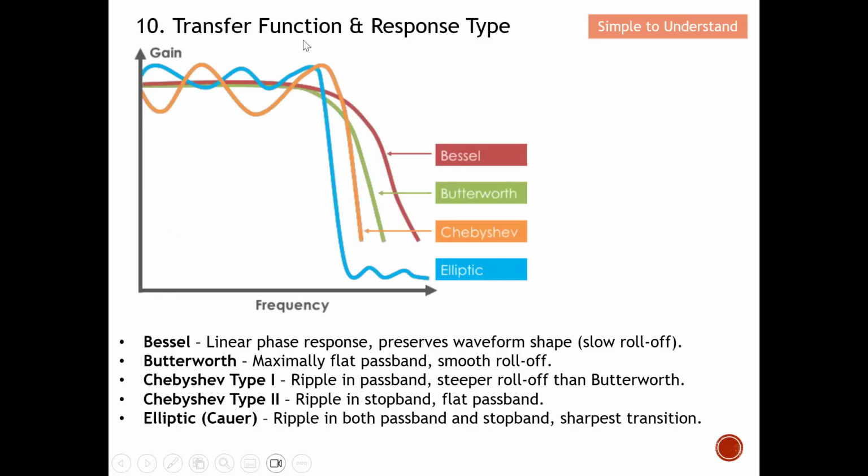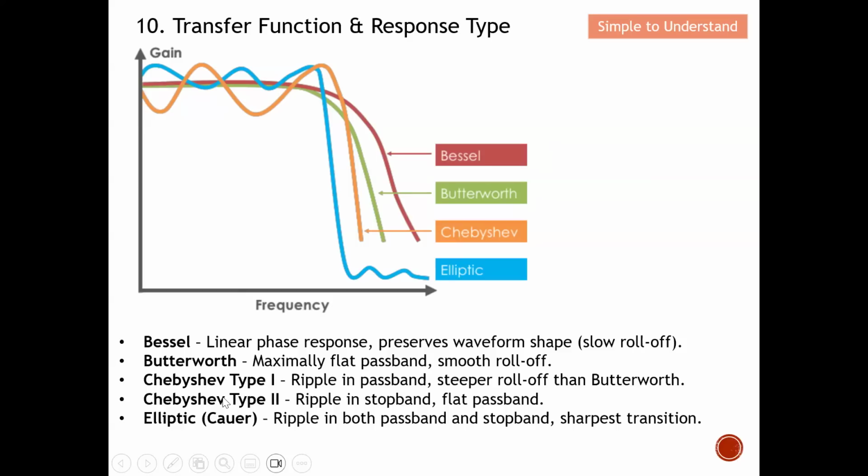I will do another video to have a deeper discussion on this, but for now I just want to quickly let you know that there are various transfer functions or response types. In short, we have the Bessel, which has the most gentle slope, as you can see from here. After that, we have the Butterworth, which also has a gentle slope and doesn't have any ripple in the pass band or the stop band. For Chebyshev, we have two types. In short, they will have ripple in the pass band or the stop band.